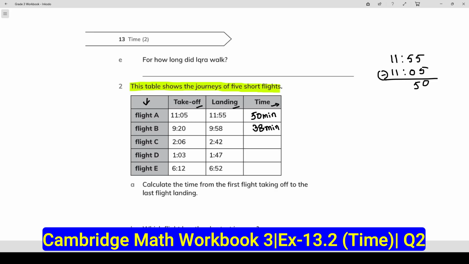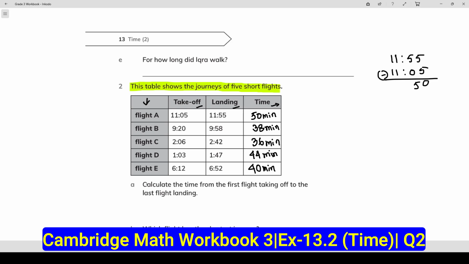Flight B 9:20 to 9:58, it means here is 38 minutes. Flight C 2:06 to 2:42, here is 36 minutes. Flight D 1:03 to 1:47, so 47 minus 3 is 44 minutes. Flight E 6:12 to 6:52, it means 40 minutes.